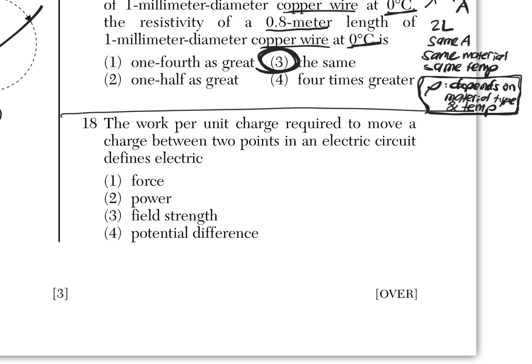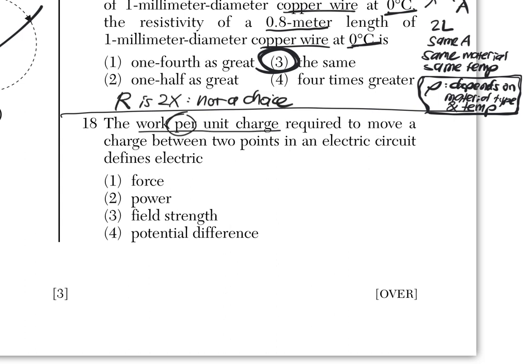One other comment, by the way. They refer to the same diameter. They don't say it's the same cross-sectional area, but cross-sectional area is pi r squared. So with the same diameter, it's the same cross-sectional radius, so it is the same cross-sectional area. 18. Work per unit charge.